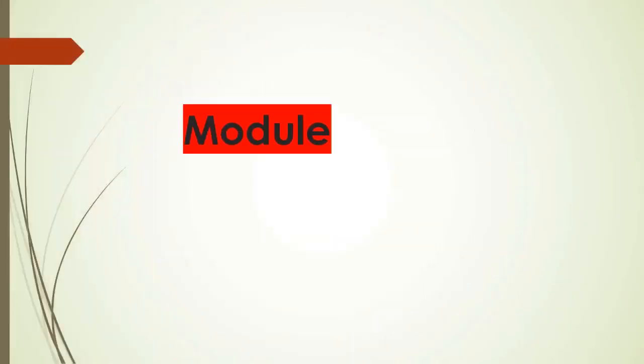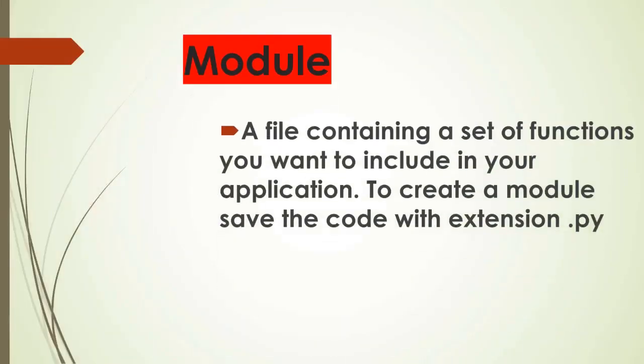So next is module. As I told you, a file that is saved with the .py extension is called a module. So any file or any program that you save with the .py extension is a module. In this module, you can use functions, methods, classes, etc. Basically, a module is a file containing a set of functions you want to include in your application. To create a module, save the code with the extension .py. We can understand this with the help of an example.